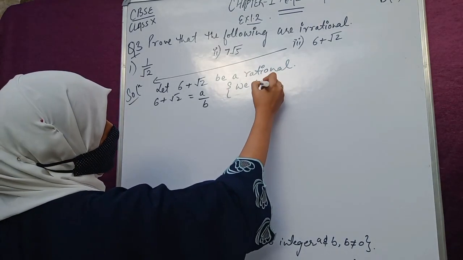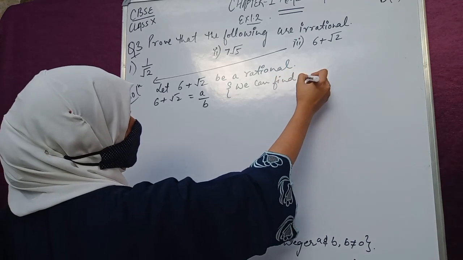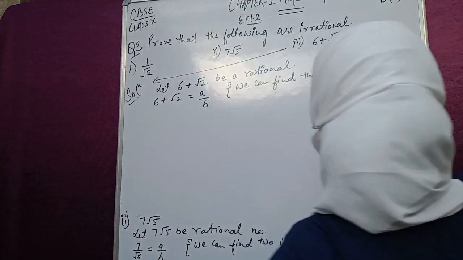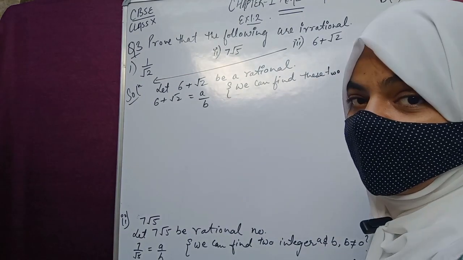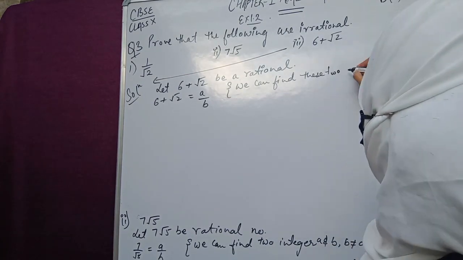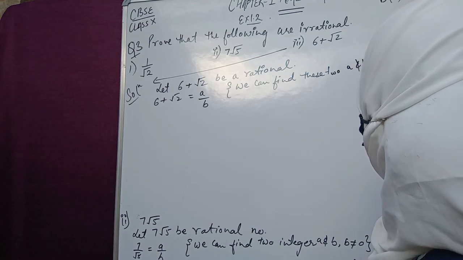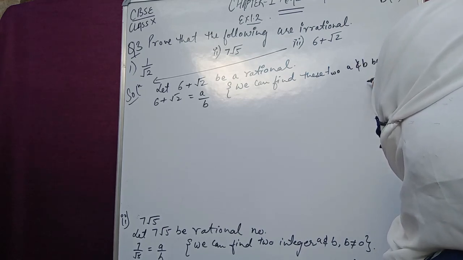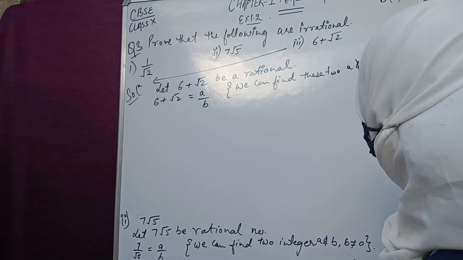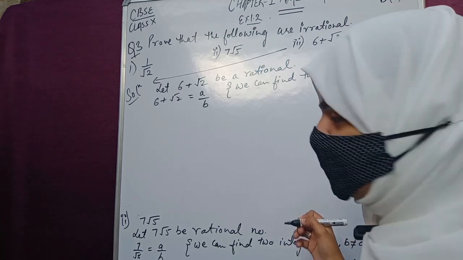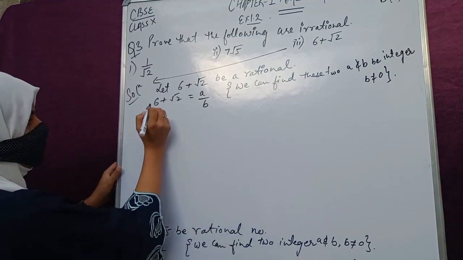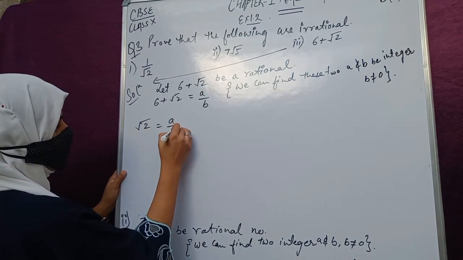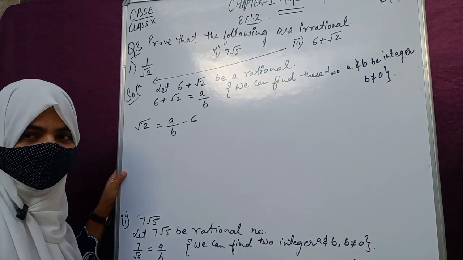Let a and b be integers, b not equals to 0. It means denominator is not equals to 0. Now what we will do, we will be making this square root 2 as a subject. Square root 2 equals to a upon b minus 6 लिख सकते हैं बेटे.